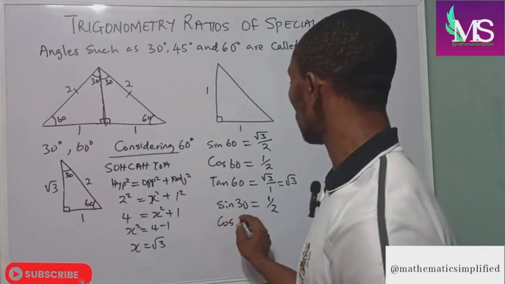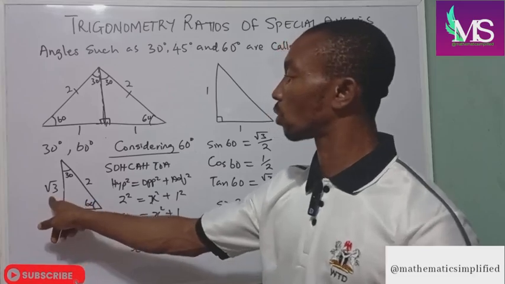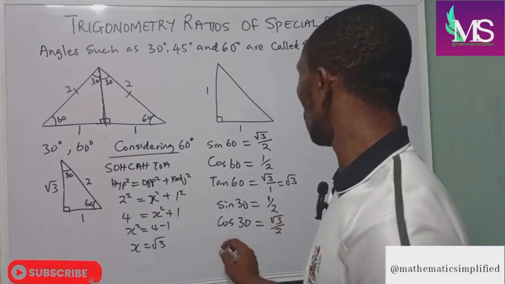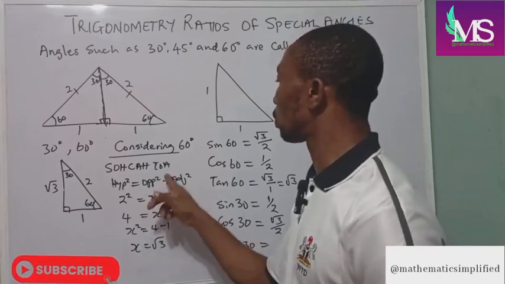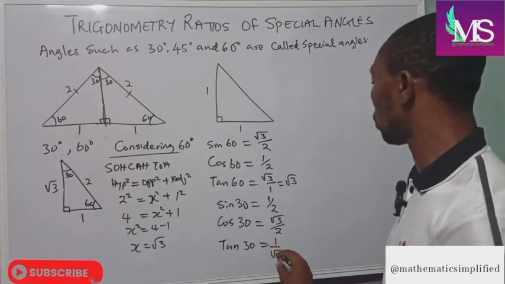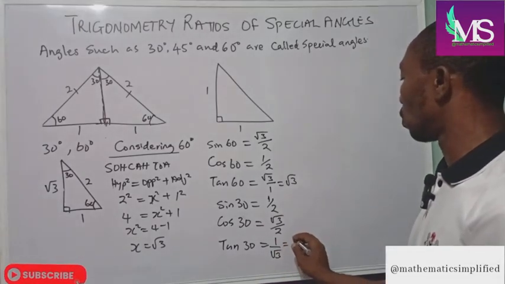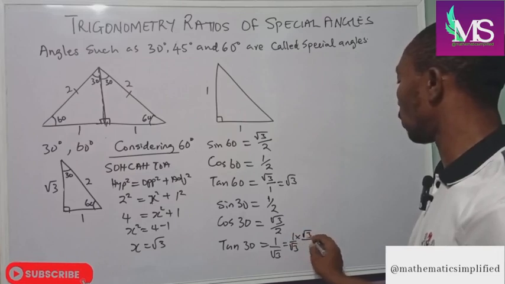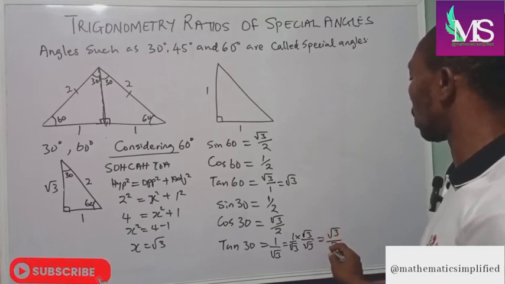Now, cos 30 is adjacent over hypotenuse. Adjacent is root 3, hypotenuse is 2. Cos 30 will give us root 3 over 2. And tan 30 is opposite over adjacent, 1 over root 3. Now, if we rationalize 1 over root 3, we are going to have 1 over root 3 times root 3 over root 3, which will eventually give us root 3 over 3.